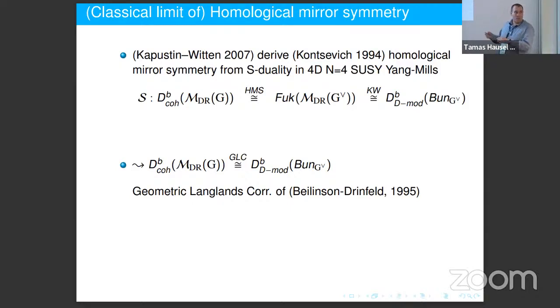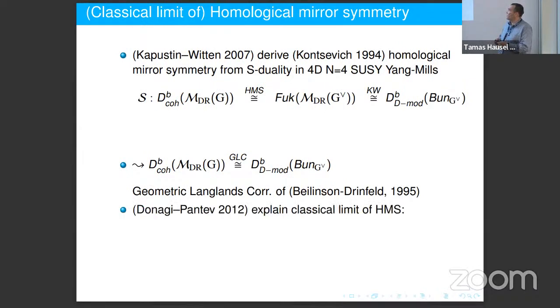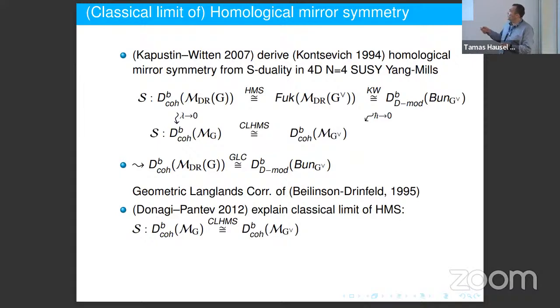But we'll just take this schematically as it is, and in fact, we are going to consider an even further simplification of these equivalences of derived categories. This discussion was made in the paper of Donagi and Pantev. They explain what they call a classical limit of this homological mirror symmetry. What they were doing is they were arguing that you can degenerate these two categories.